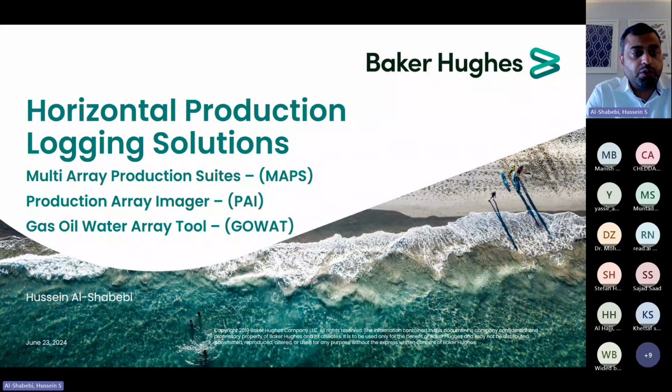Hi everyone. Today I'll be presenting the Baker Hughes portfolio of array production logging. Basically, in Baker we have 3 tools. I'll start with the old generation, which is still currently available, known as MAPS, the multi-array production suite. Then the new generation, which is commercial, the production array imager, PAI. And the third one, still under trial field test, is named the gas oil water array tool, GOWAT. We'll cover all these tools in terms of design, advantages, and also some examples.